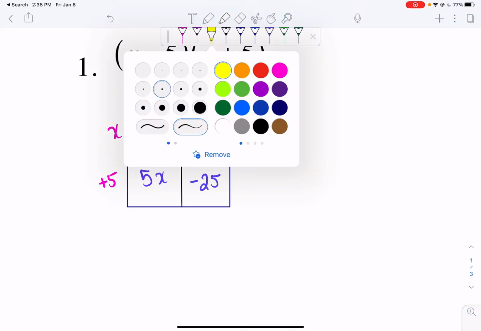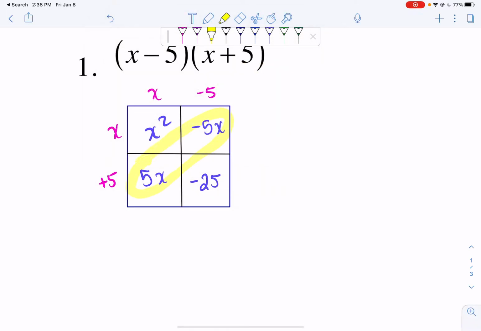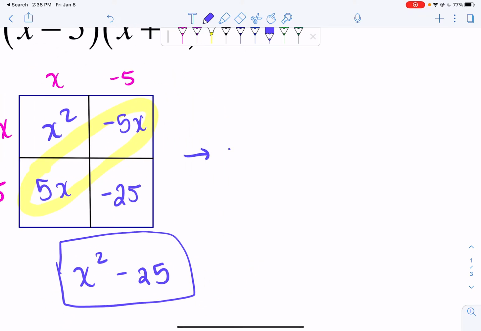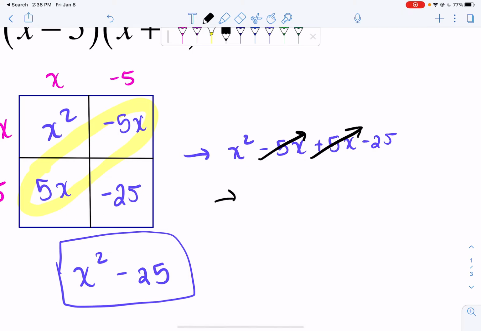Remember, we highlight our diagonal to see our like terms. And if we look, we get x squared. 5x minus 5x is 0x, but we don't write 0x, we write nothing. So in a way, these cancel each other out, and then I just write my minus 25. If you remember in the box method lesson, I said we can rewrite everything. So x squared minus 5x plus 5x minus 25. And I see my cancellation here as well. Minus 5x and positive 5x cancel to make 0. So I would just get left with x squared minus 25.